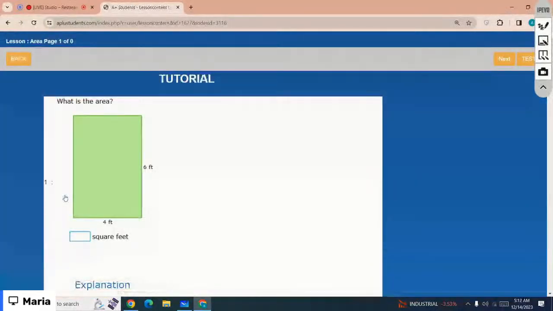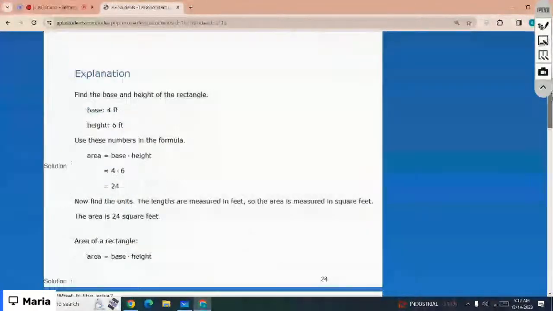Whenever you have to calculate the area of a shape, for different shapes you have different ways to calculate the area. Let's just start with the first example. You are given a rectangle, you need to calculate the area. For the rectangle, the area is base times height, right?